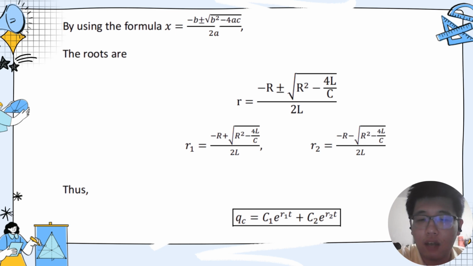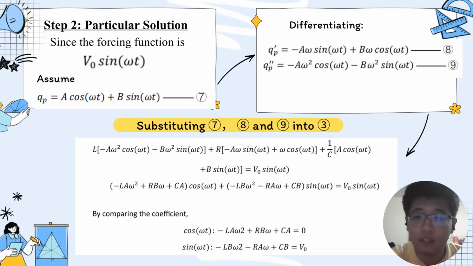So we get r1 is equal to negative R plus the square root of R² minus 4L over C, over 2L. And r2 is equal to negative R minus the square root of R² minus 4L over C, over 2L. Thus we can write Qc is equal to C1 e^(r1 t) plus C2 e^(r2 t). Step 2 is for the particular solution.